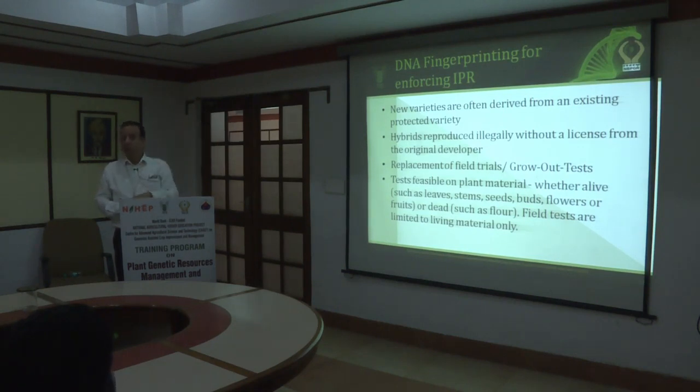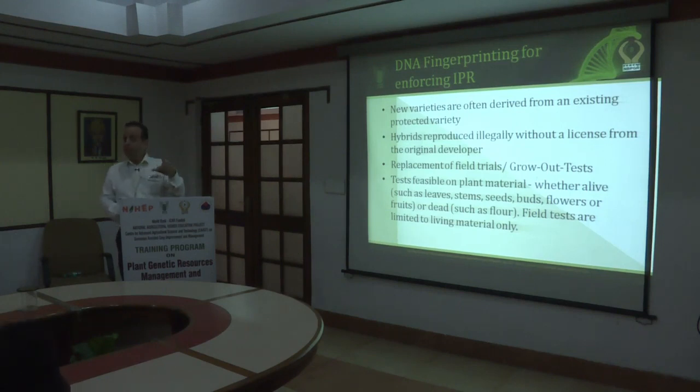Hybrids. Many times people are developing new hybrids. They're not disclosing the parentage. What are the parents involved in the development of that hybrid? So hybrids are reproduced illegally without a license from the original developer. I developed, say, for example, a hybrid in maize. Somebody stole those parental lines, and he can reconstitute that hybrid from those parental lines. So protection of those parental lines also becomes very, very important. So that is the place where DNA fingerprinting comes into picture.